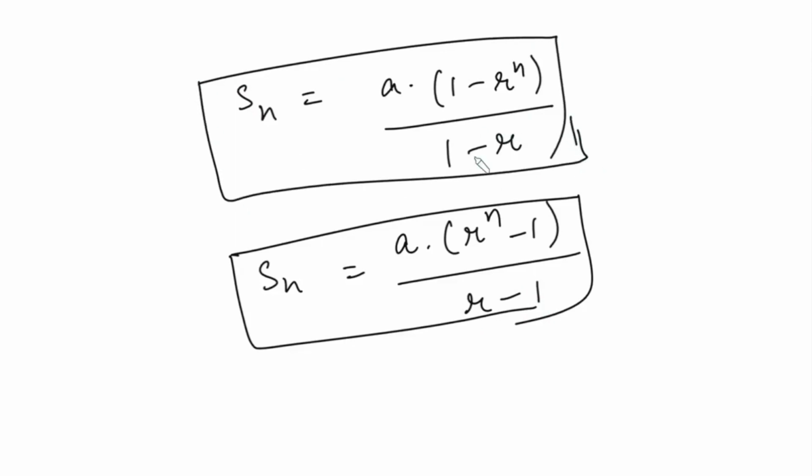One thing to notice here is that r should not be equal to 1. If r is 1, then this formula is not defined. For r equals 1, the sum of n terms is given as a times n.